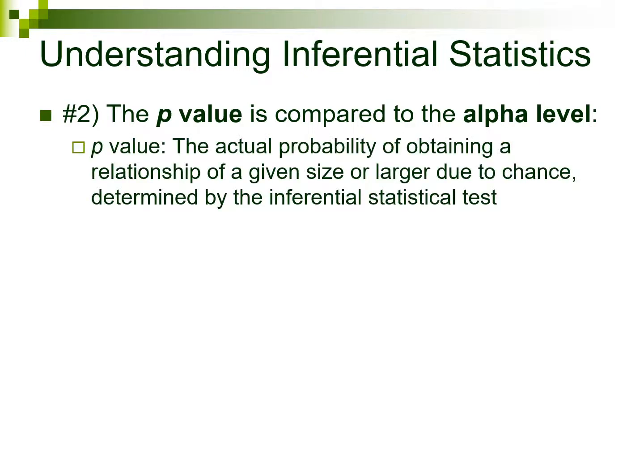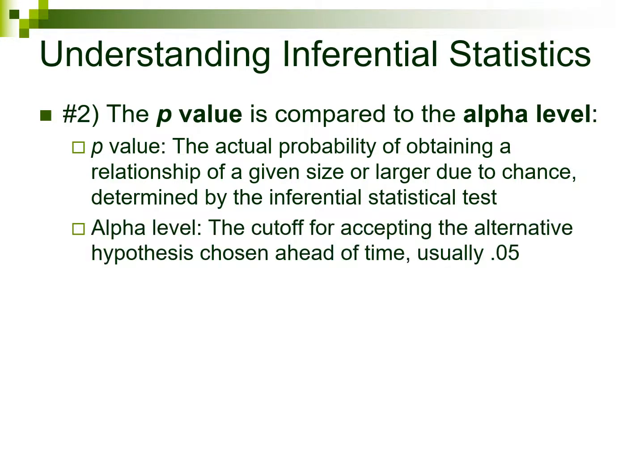Okay, so the p-value is the actual probability of obtaining a relationship of a given size or larger due to chance determined by the inferential statistical test. So the p-value is going to be a number between 0 and 1, telling you the probability that you would find this relationship just due to chance. Again, we determine the p-value by conducting the inferential statistical test. When we do the tests by hand, we're not going to calculate the p-value, but SPSS will provide it for us when we do inferential statistics through it.